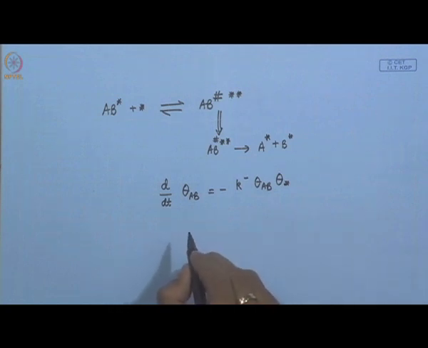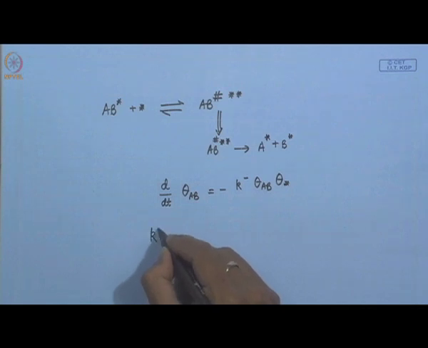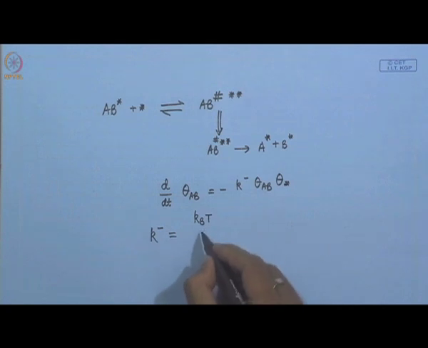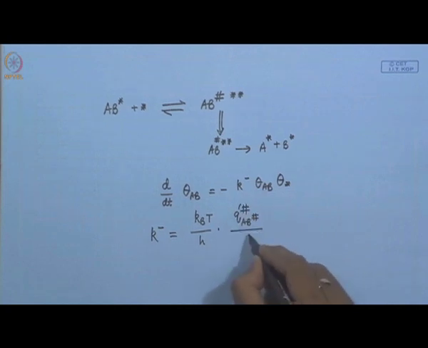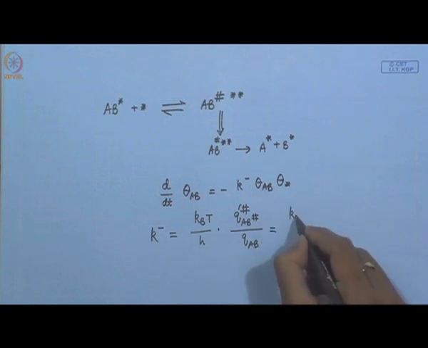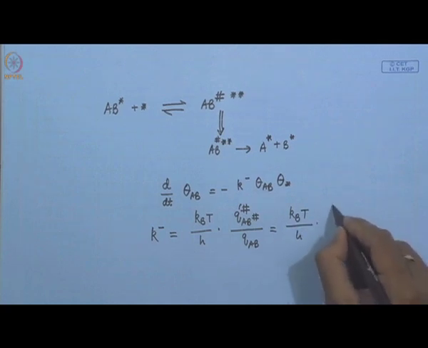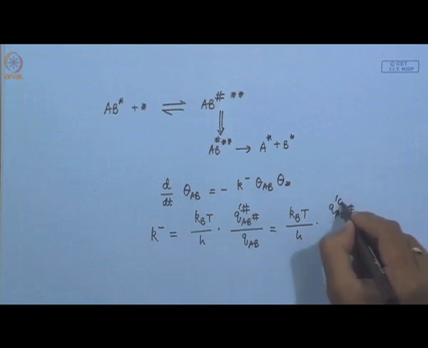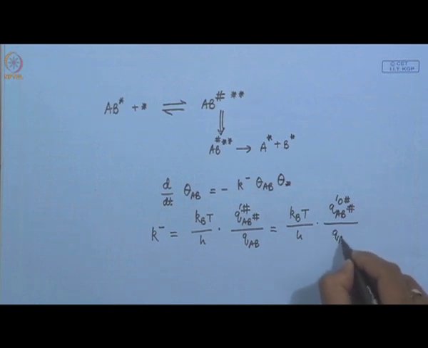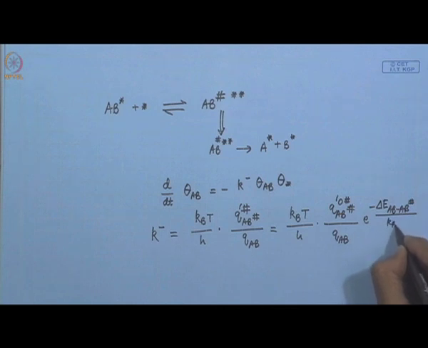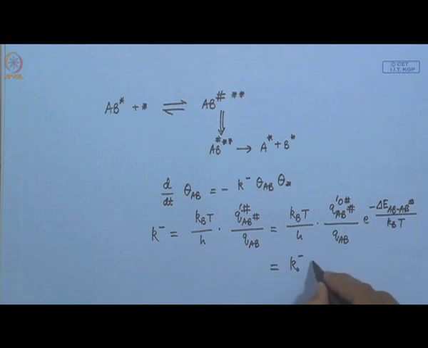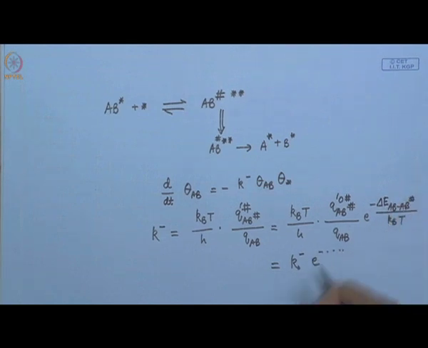Okay. So, as in the former case, the same way you can write K minus is equal to kBT by h into Q AB double dagger primed divided by Q AB, which is equal to kBT by h into Q double dagger primed 0 divided by QA QB or Q AB into exponential to the power minus delta E. Delta E has a similar significance as I talked about, AB double dagger divided by kBT, which is nothing but K0 minus e to the power minus the same quantity I wrote over here. Okay, so this is the rate constant for the reverse process.